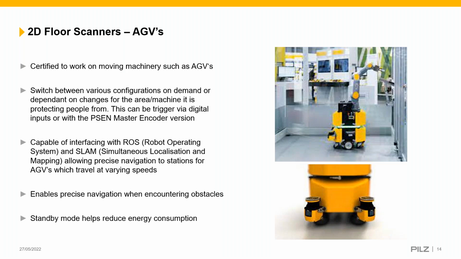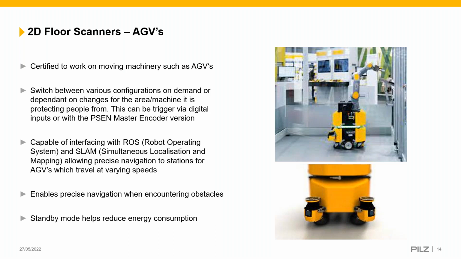So it could be a digital input and output, but also we have a version called the PSEN master code version of our scanner, and this would be particularly useful as AGVs will move at different speeds. So the faster the AGV is moving, you know, higher inertia, the stopping time is going to be greater. The faster you drive in your car, you jump on the brakes, you have a longer stopping time, don't you? So when it's moving at a higher speed, then the detection zone is going to need to be larger to pick up things further ahead to allow it to stop, to make sure it's not going to come into contact with people.